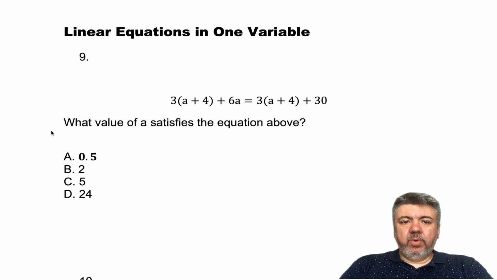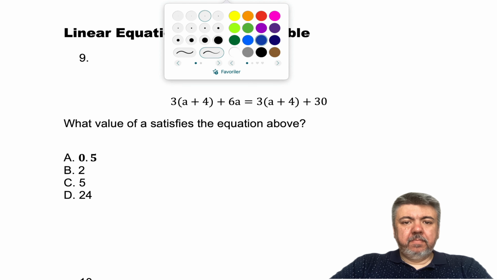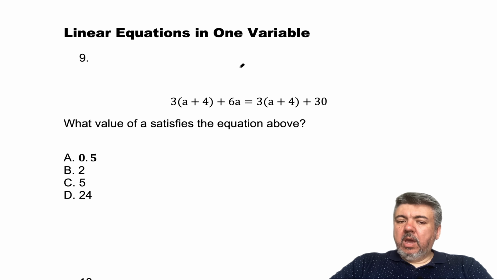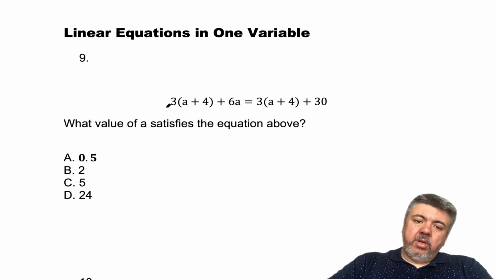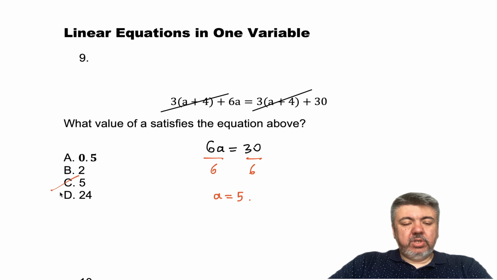Let's move on to question 9. I will wait for a couple of seconds for you to see the idea here. Okay. You can either expand the parentheses or see what I see. These are the same thing, so we can cancel from both sides. Then it's going to be 6a equals 30. And divide both sides by 6 to get a equals 5, which is here.